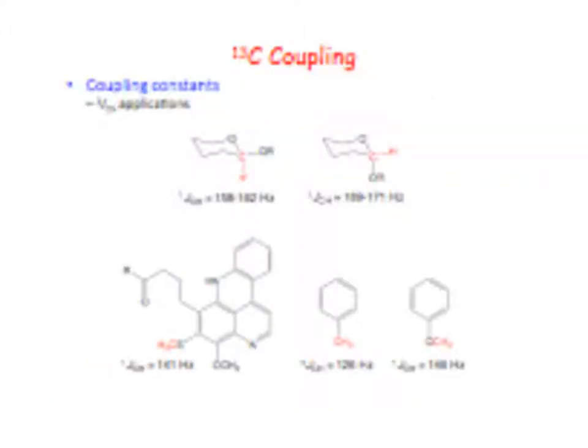Substitution can also influence the one-bond coupling constant.